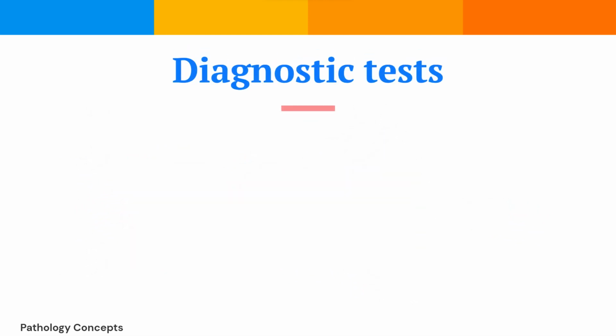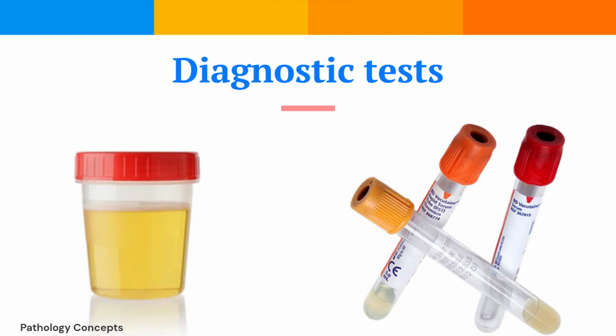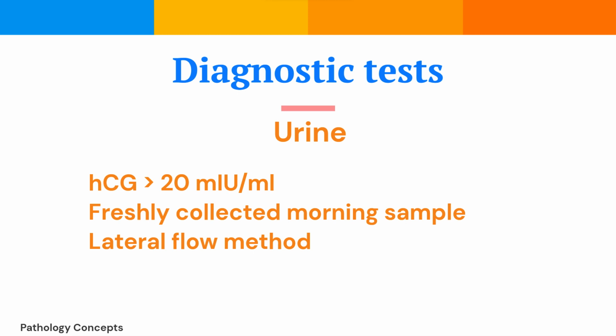Now let's learn a little bit about the testing procedure. The samples required to test hCG levels are urine and serum. In the urine, hCG levels are detected which are more than 20 milli-international units per ml. For the urine test, the freshly voided morning urine sample is preferred, and the test is done by lateral flow method.